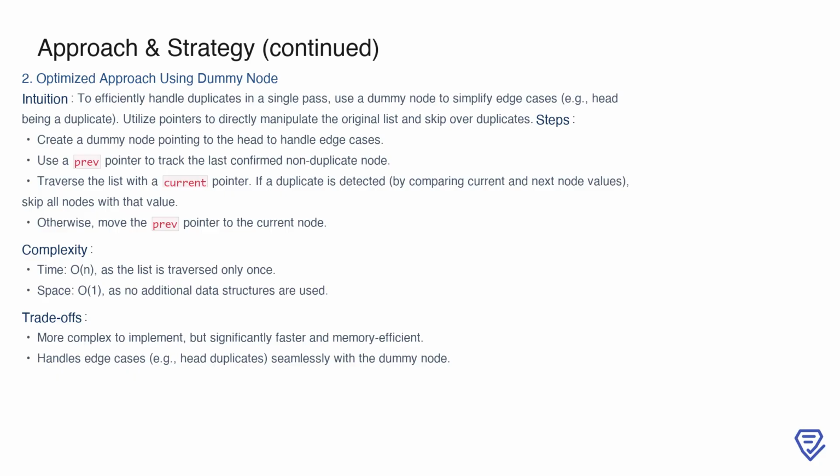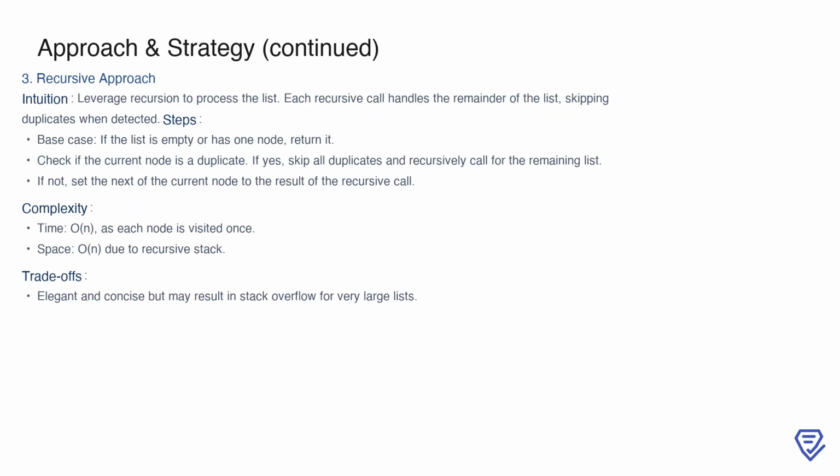While slightly more complex than brute force, it handles edge cases cleanly and avoids creating a new list. Additionally, there's the recursive approach, which takes advantage of recursion to process the list and skip duplicates. The base case occurs when the list is empty or contains only a single node, at which point the list is returned as is. For other cases, we check if the current node is a duplicate by comparing its value to the next node. If duplicates are found, we skip all nodes with that value and recursively call the function for the remaining portion of the list.